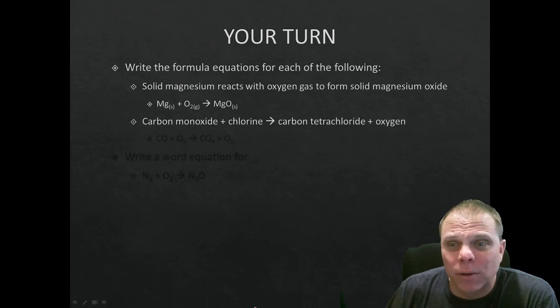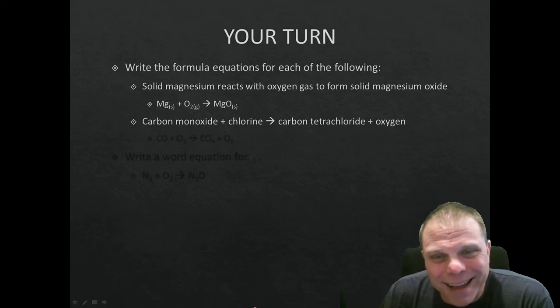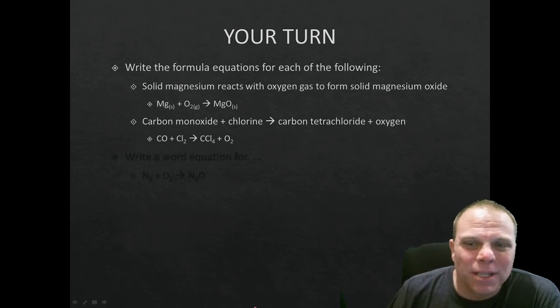Carbon monoxide plus chlorine gives you carbon tetrachloride plus oxygen. What would that look like? Pause and practice. And you're back. And you should have had CO plus Cl2 gives you CCl4 plus O2.